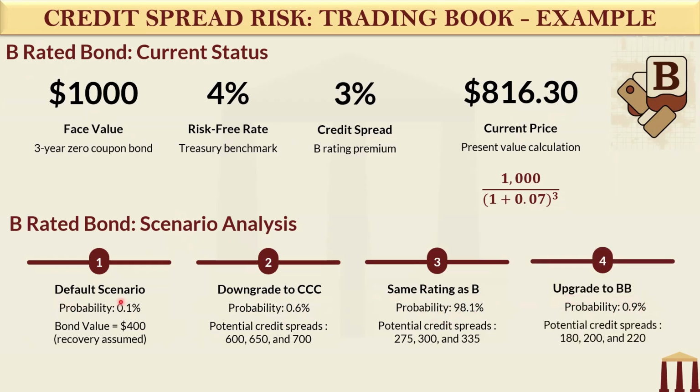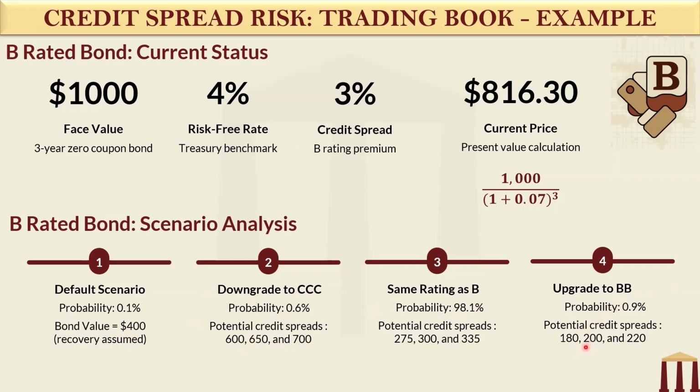Now, of course, if the bond defaults, then the recovery value has to be assumed either to be zero or something else. In this case, we are assuming it to be $400. For each rating change scenario, we are assuming 3 potential credit spreads, which are assumed to be equally likely. So for example, if the bond is upgraded from, say, B to double B, then there are 3 possible credit spreads the bond can take.